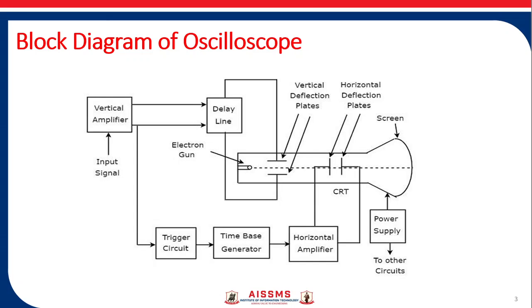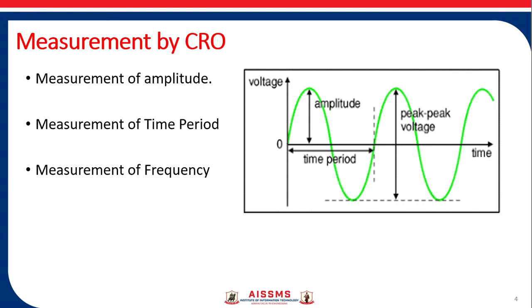CRO will display the applied input signal on the screen of CRT, and we can analyze the signals in time domain by using such oscilloscope. So this was the function of each block of oscilloscope. Now we will see the measurements carried out by CRO. We can do the following measurements by using CRO. The first is measurement of amplitude, second one measurement of time period, and third one is measurement of frequency. Now let us discuss about these measurements one by one.